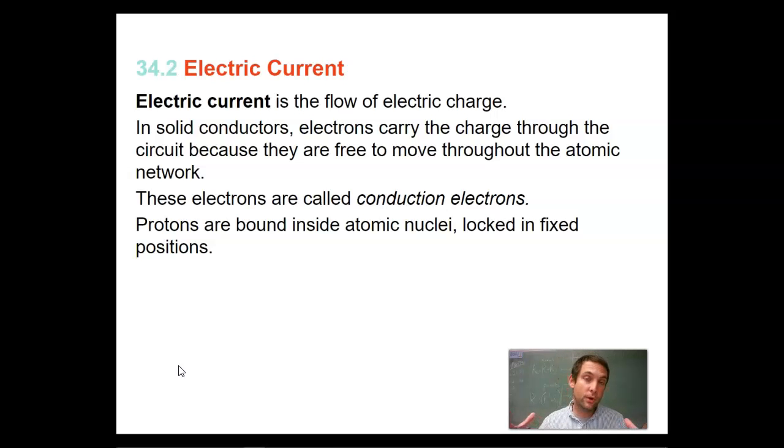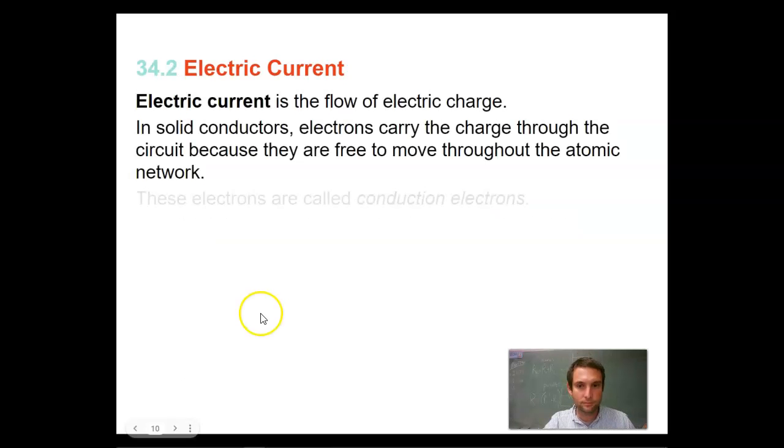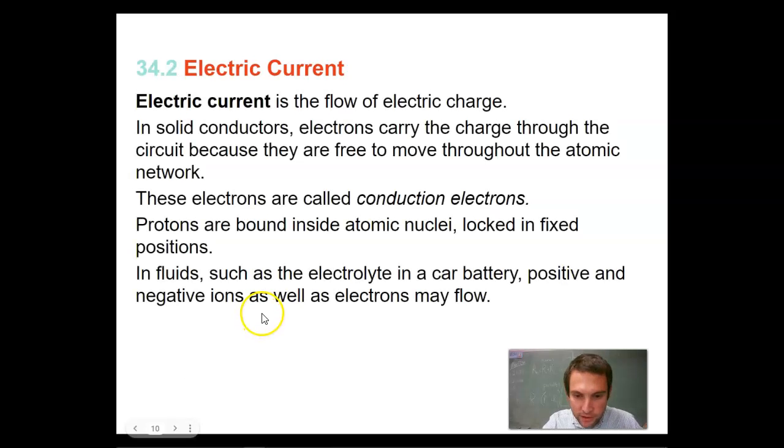Meanwhile, the electrons float in this outer shell called the valence shell, and because of that, they're free to move. So we look at the flow of the electrons as they're moving throughout the circuit. In fluids, like the electrolyte in a car battery, battery acid you've heard about, positive and negative ions, as well as electrons, may flow.